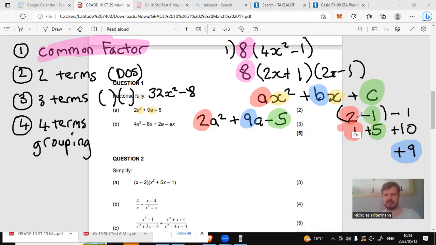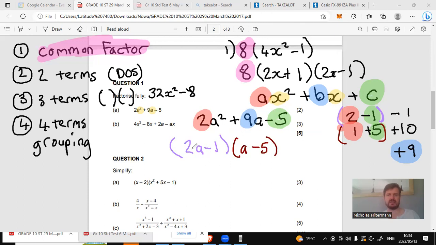Let me do it. In purple, that's my 1 bracket, so that's 2a minus 1. And then the other bracket, in burgundy, is a plus 5. And that's done.